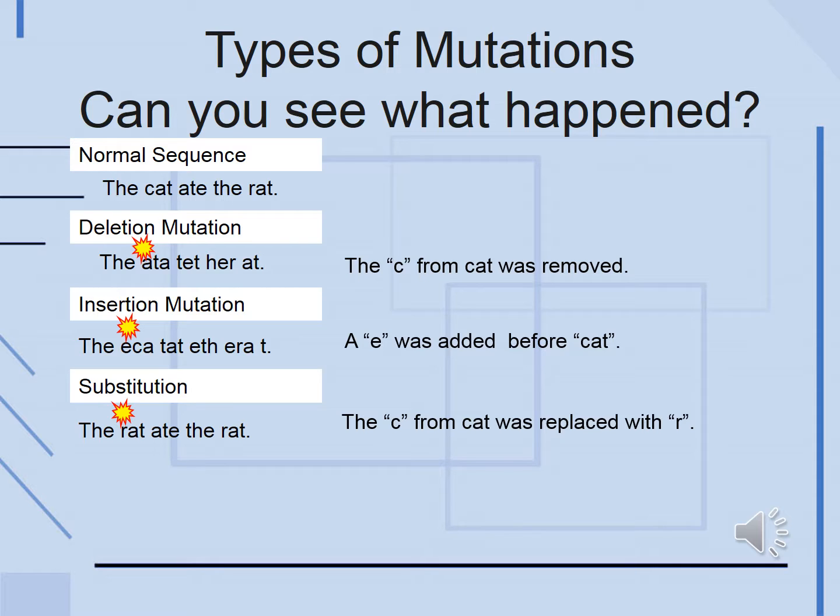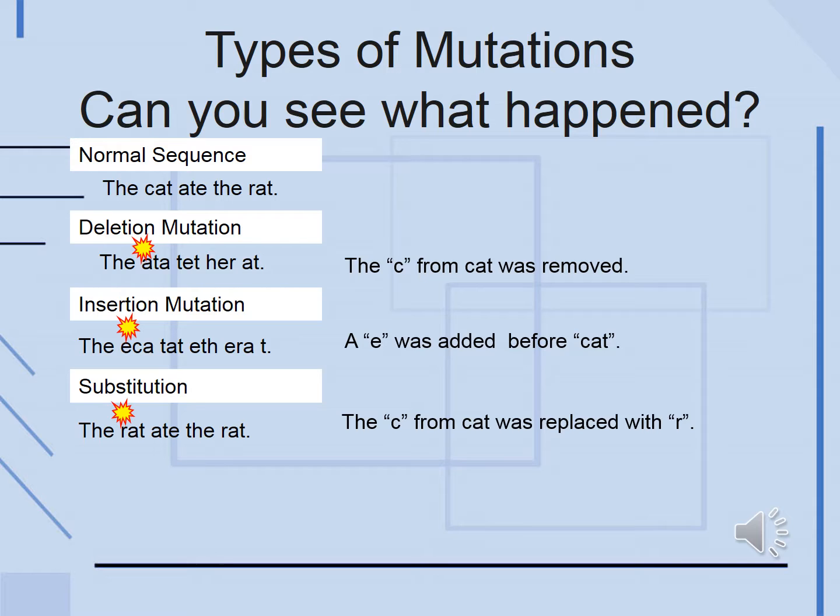Okay, so the next example is insertion. Now what's happened here is that an E has been added before the word cat. So there is the extra E. So now it's ecat tat eth erat t. You can see that it's still wrong, and it's substantially wrong. If someone showed you that sentence, you'd be like, "What? It doesn't make any sense. Is that really English?" So you can see insertion and deletion. If you're reading in frames of three, it throws everything completely off.